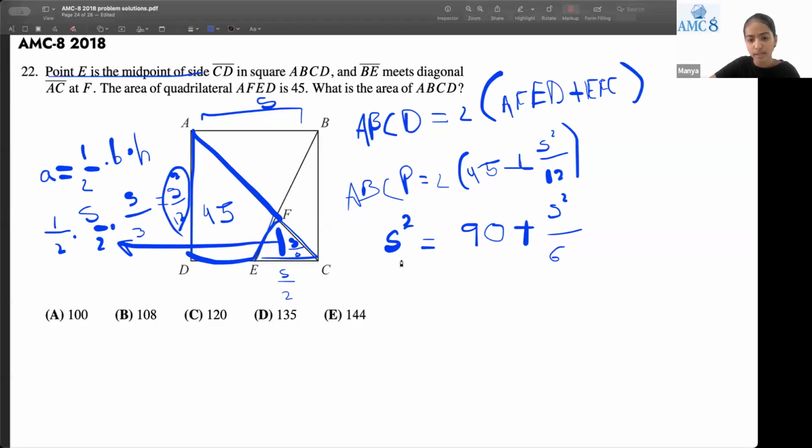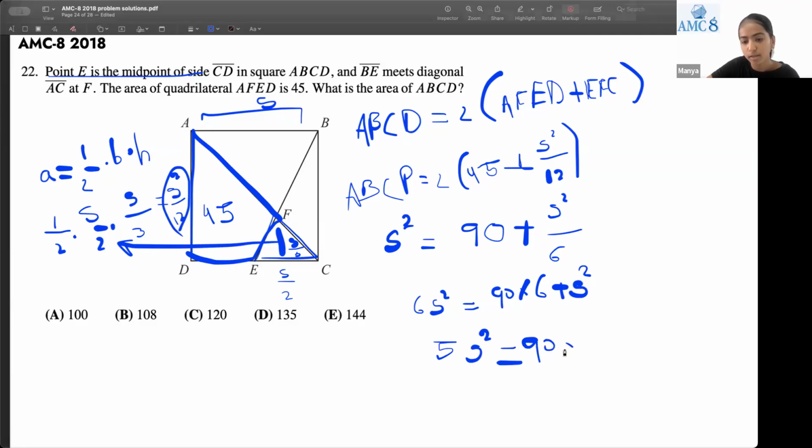We could do times 6. We're going to get 6 S squared equals 90 times 6 plus S squared. And once again, we got this because if we do times 6, then we're going to get S squared times 6, which is going to be equal to 6S squared plus 90 times 6, and then the division and multiplication of 6 both cancel out with each other. And then we're going to just be getting S squared. Minus S squared on both sides, and we're going to be getting 5S squared is equal to 90 times 6.